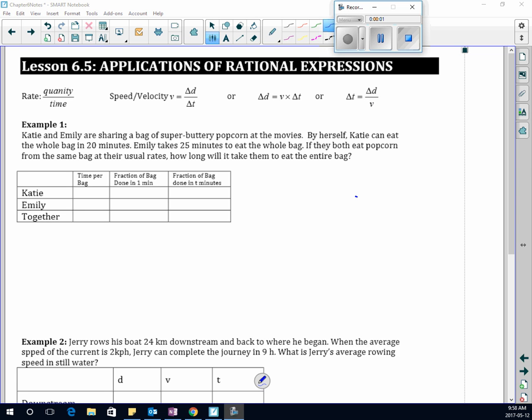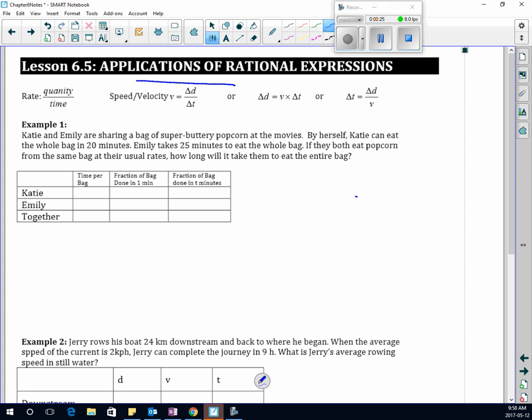This is the last lesson in the rational expressions and equations unit, and so this is putting it all together with word problems. It's not really anything new, it's just now taking information in words and putting it into an equation. Some of the formulas that you need to know are science applications.